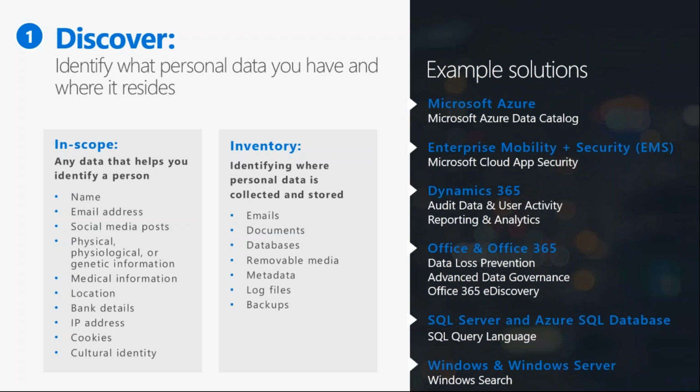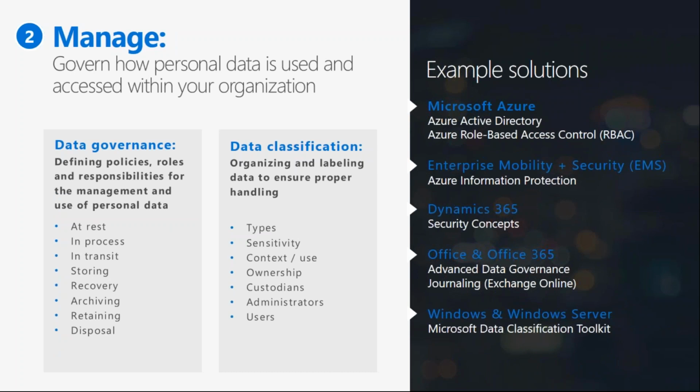The next stage is, once we've identified what data we have, we need to put processes in place to manage that data. We need to look at the governance policies that are in place today for that data, whether it's at rest, in process, in transit, is it in storage or is it archived? Is it on a physical disk in a storage facility, for example? Do you know who's got access to that? And as part of that, we also need to look at how we classify that data and who is allowed to access it, who owns the data, who are the custodians. And things like role-based access control and Azure Information Protection enable you to control, restrict, and report on the data that's being used across your business.